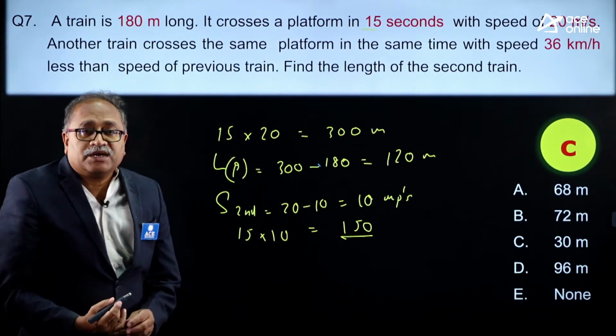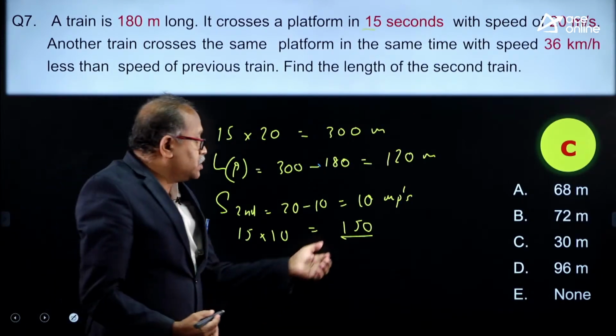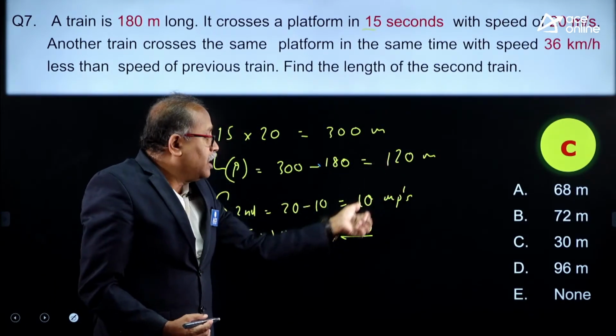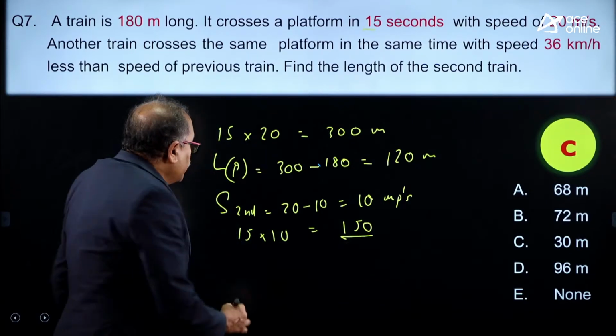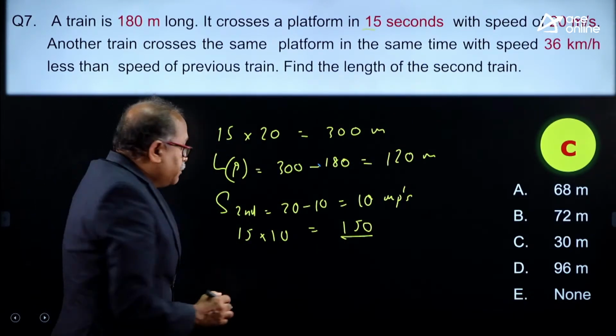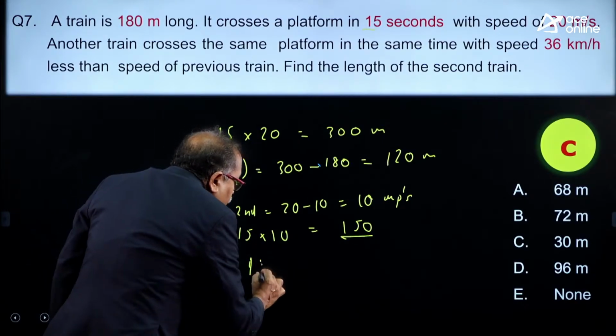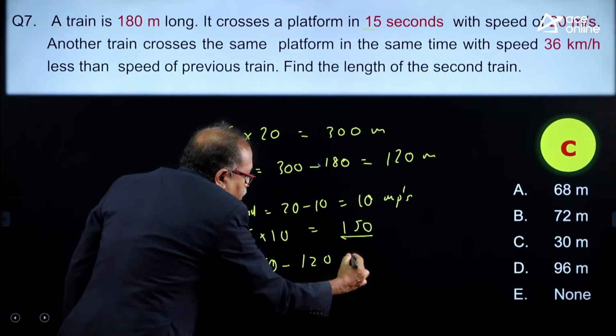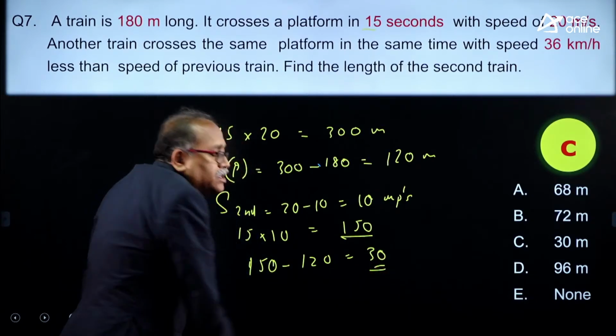What is the length of the second train? From this total length, if I take out the length of the platform, I will be getting the length of the train. So, what is the length of the second train? What will be that required number? 150 minus length of the platform 120, that is 30.